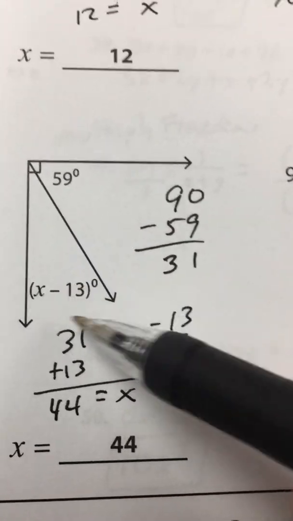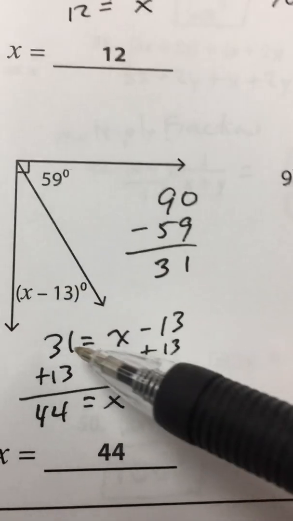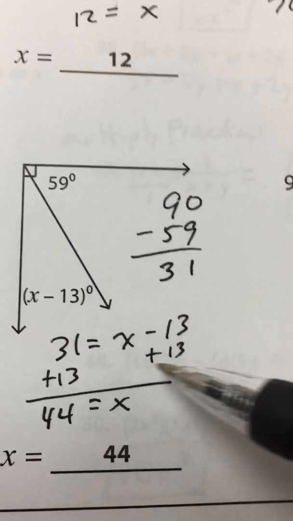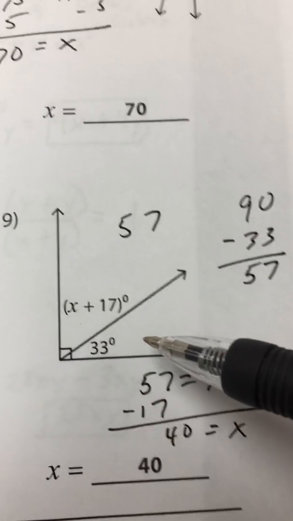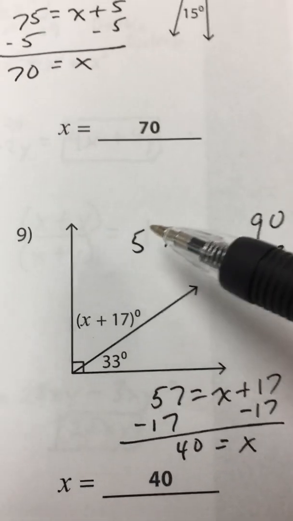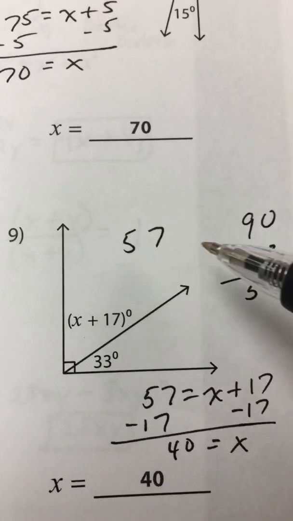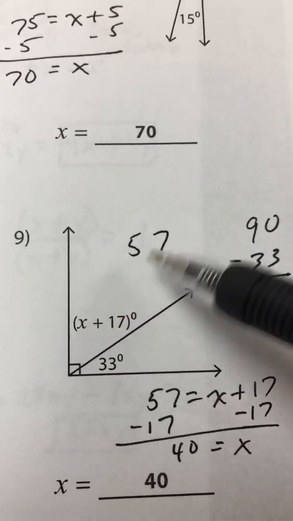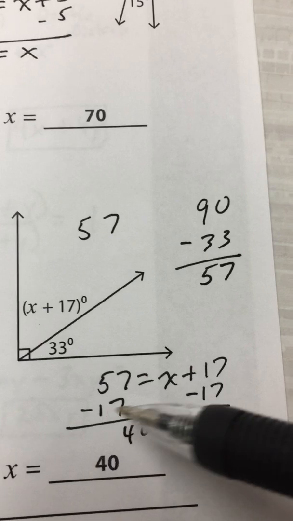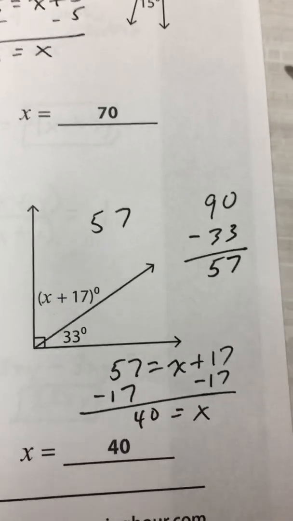This one was 59 degrees, so this degree over here was 31. And so 31 equals x minus 13, and then you added 13 to both sides, and x is 44. And the last one, this was 33 degrees, and so complementary angles means this one here is 57 because they added up to 90. And then set this as your equation, 57 equals x plus 17. Subtract 17 on both sides, and boom, there was your answer.